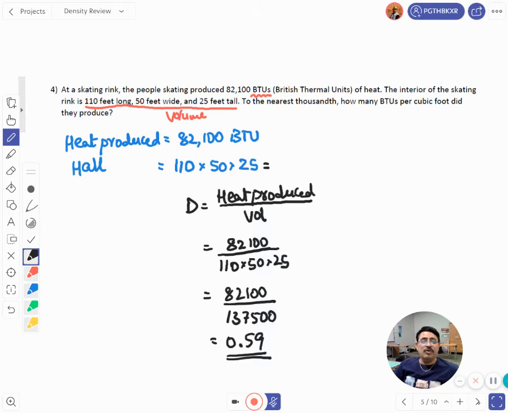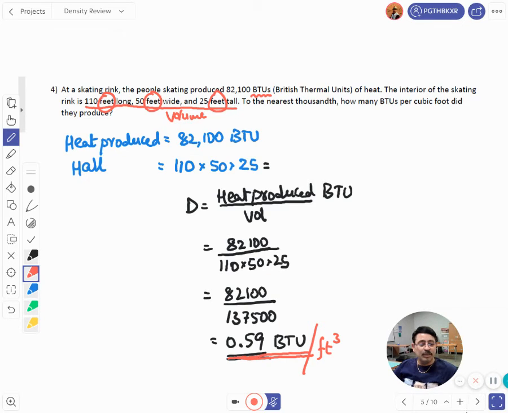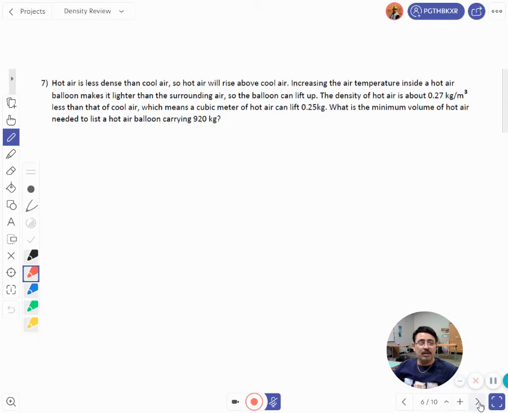Therefore, the unit of heat is BTU, which is British thermal units, and I hope you remember that here it is feet, and feet. Therefore, that is going to be cubic feet. So this much heat is produced. Okay, so let me jump to the next question.